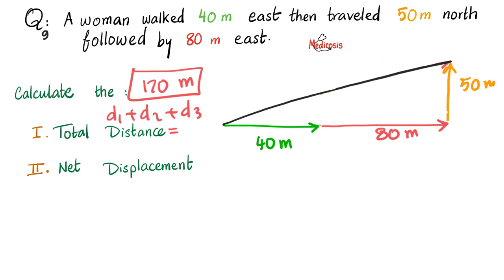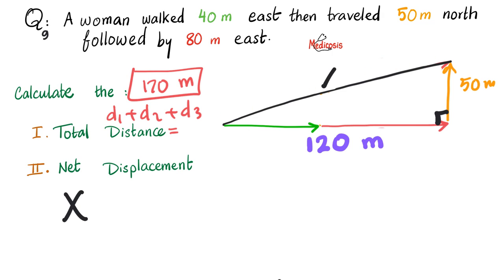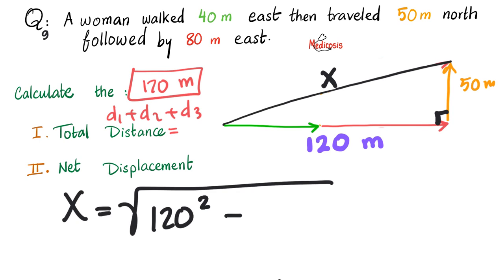So now I have a triangle. It is a right angled triangle as you see here. What are my sides? I have 50 here and 40 plus 80, or 120, here. I can find the net displacement via Pythagoras. The net displacement, let's call it x, equals the square root of 120 squared plus 50 squared. If you have memorized my Pythagoras triples, it is 5, 12, and 13. x will be 130 meters.